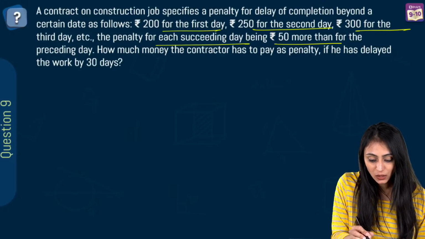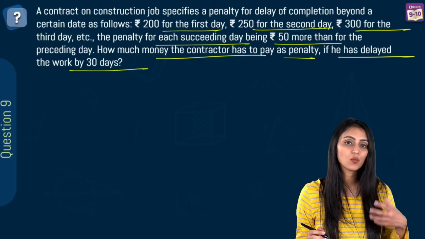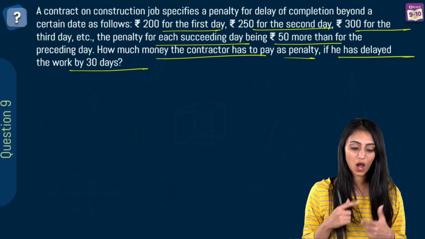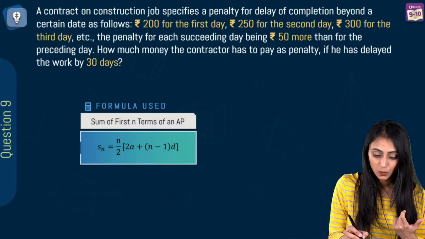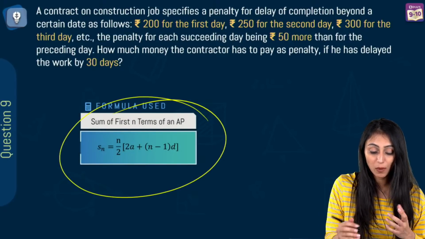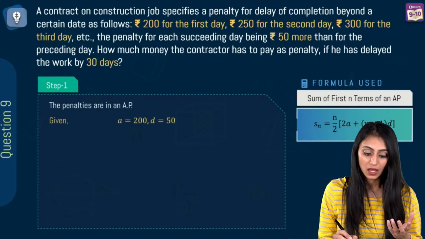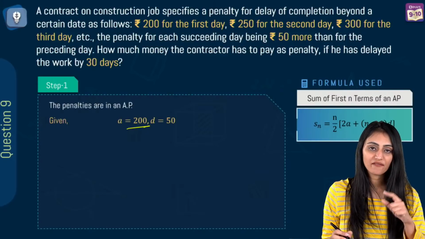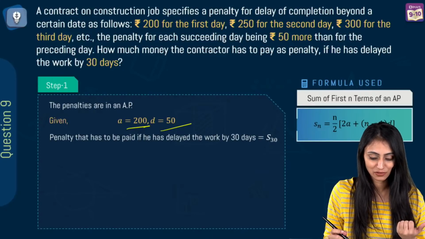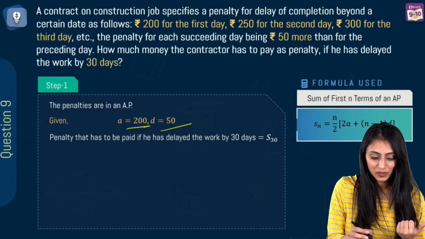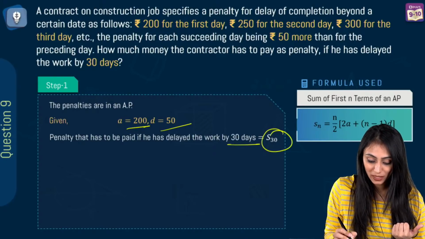So how much money does the contractor have to pay as penalty if he has delayed the work by 30 days? If the work gets delayed by 30 days, how much is going to be the penalty in that case? Okay, so we know the formula. Obviously, when we are talking about the entire 30 days, we will be using the Sn formula, right? For the first day, it's rupees 200. Every day it is increasing by 50. So common difference is 50, right? So the penalty that has to be paid if the work gets delayed by 30 days is going to be S30.